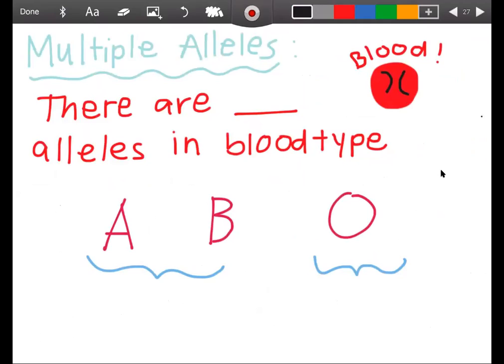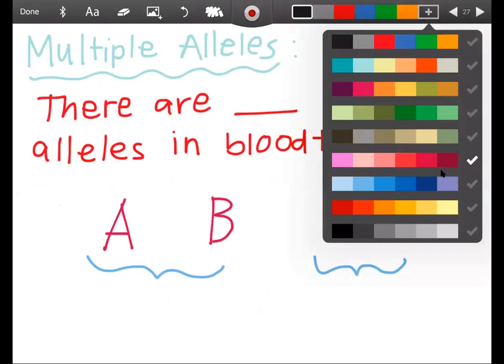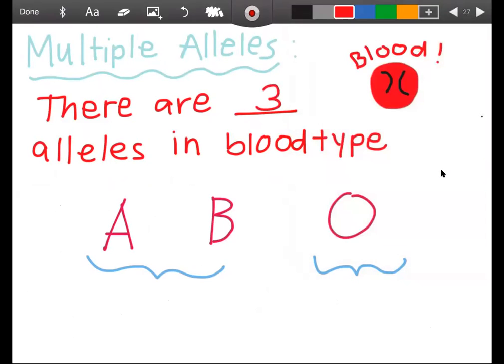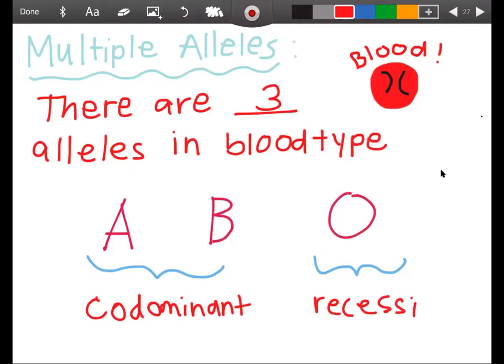All right, and then going into multiple alleles. A good example of multiple alleles would be with blood type. In blood type, there are actually 3 different alleles that can determine your blood type. We have A and B, and we have O. And so A and B alleles, they can be codominant, and your O is going to be recessive.